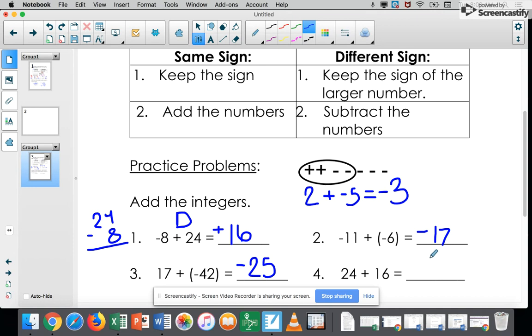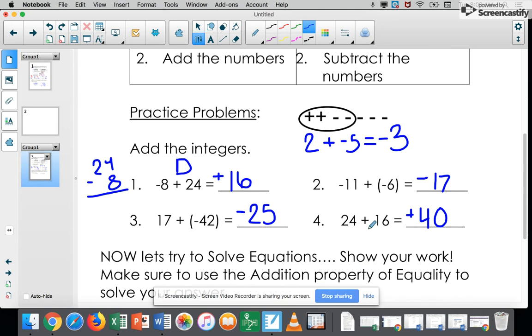Number 4 looks very similar to stuff that you already know. It is two positive integers, so I follow the same signs rule, which means I keep the sign, which is positive. Then I add the numbers, and I get 40. Ooh, it's a big 40. All right, so that's adding integers in a nutshell.